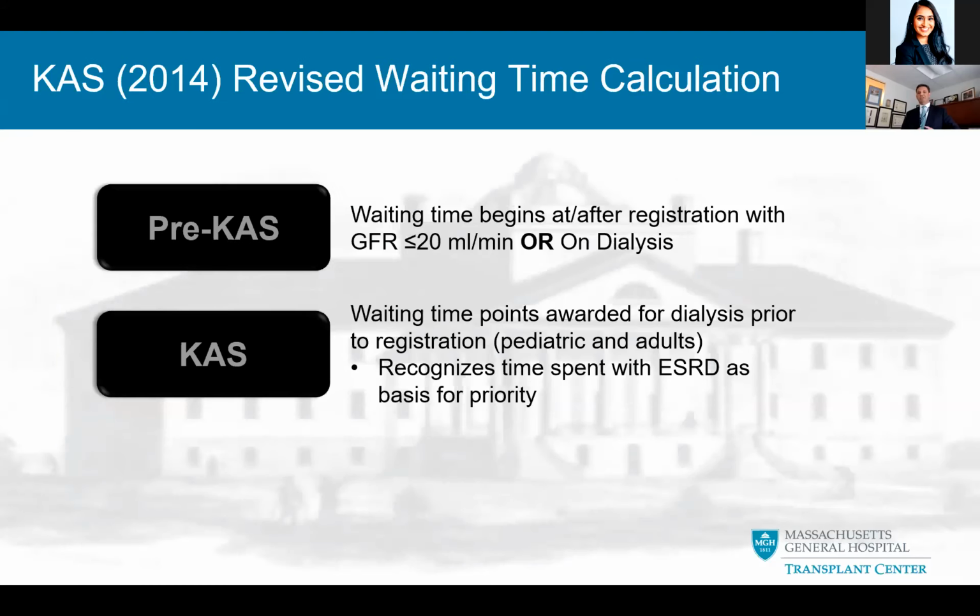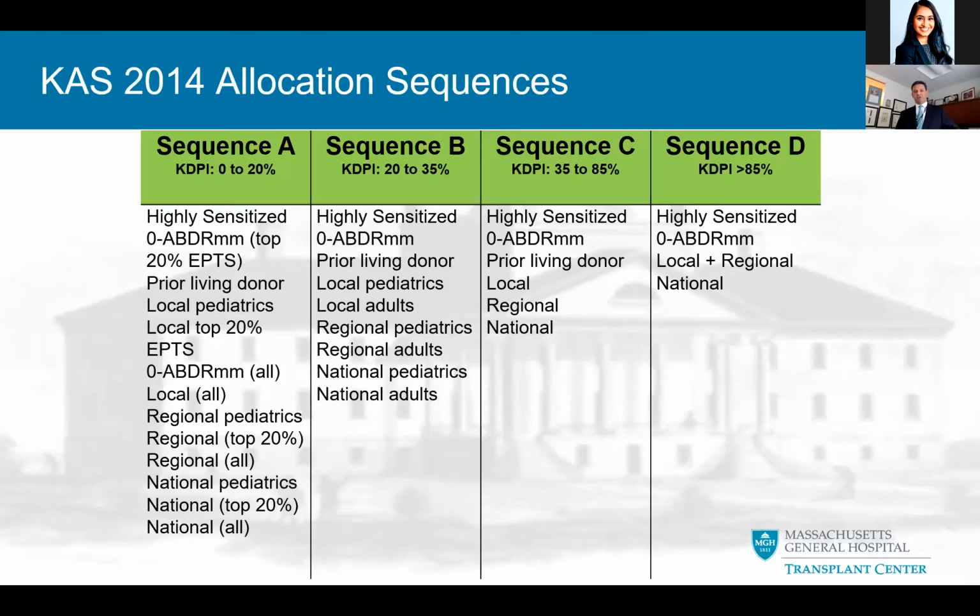And the most important change with CAS was factoring in waiting time. So prior to CAS, waiting time started the day the patient was added to the waiting list. What changed is that for patients who were on dialysis prior to being added to the waiting list, all their time on dialysis is added to their waiting time. So now the waiting time essentially defaults to the day they started dialysis or the day they were added to the list, whichever is earlier.